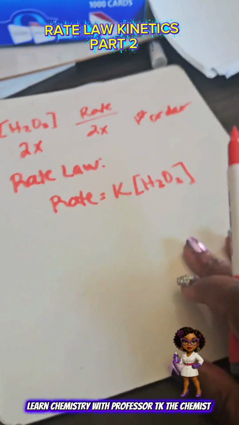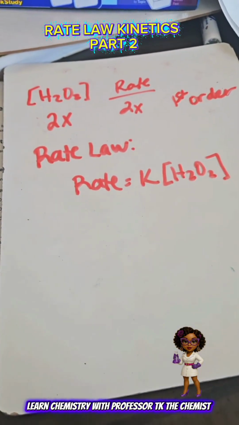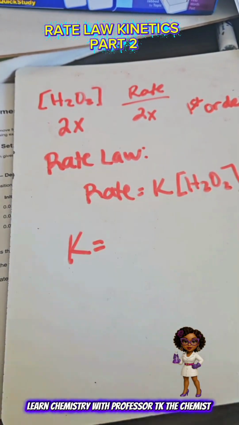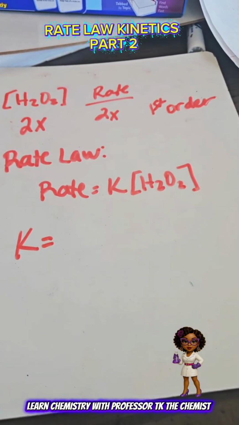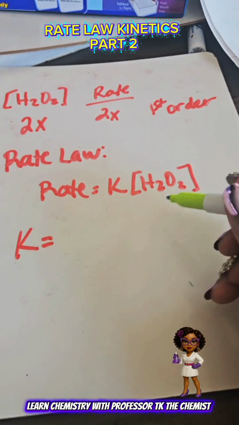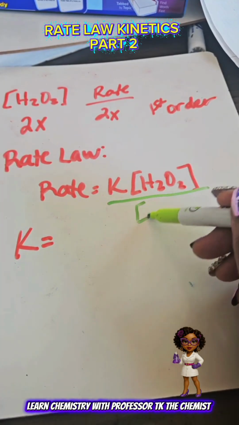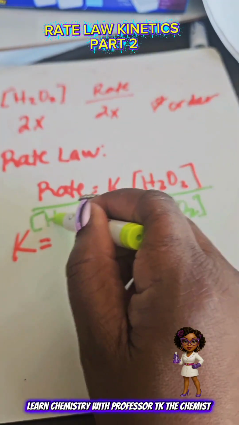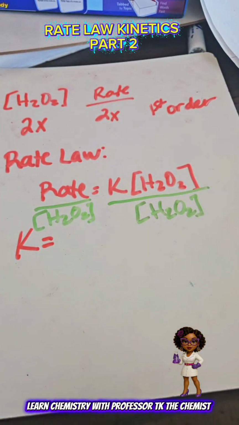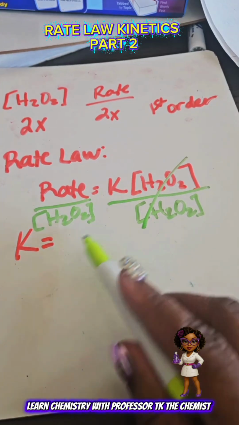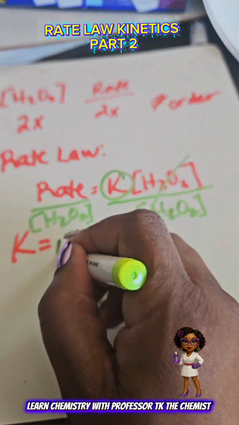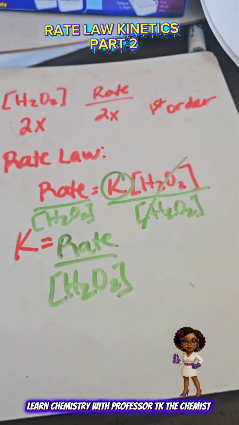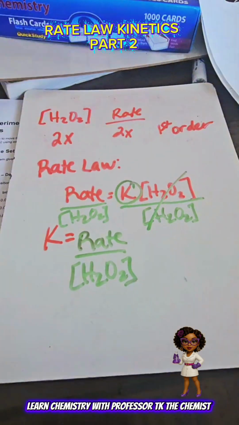Now to find the K, because over here it says calculate K, here's how we're going to do this. K equals, and I'm going to break this formula down because I want to make sure that you can see exactly how this works. Because we're looking for K, we're going to divide both sides by H2O2. So we're going to cancel those two out, and our K left over is equal to the rate divided by H2O2.